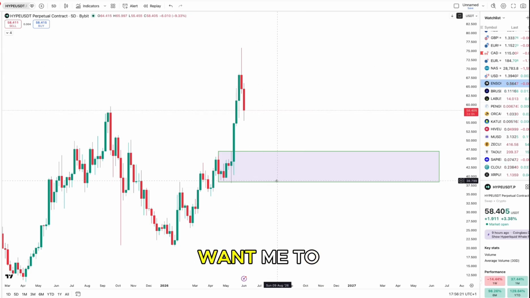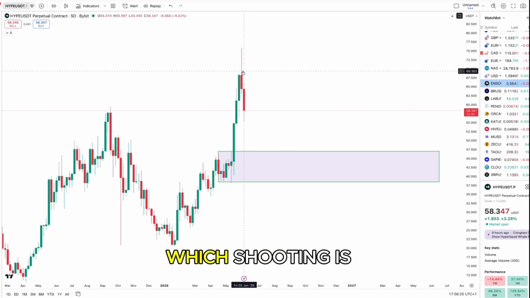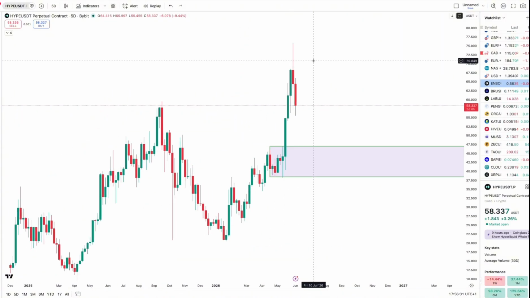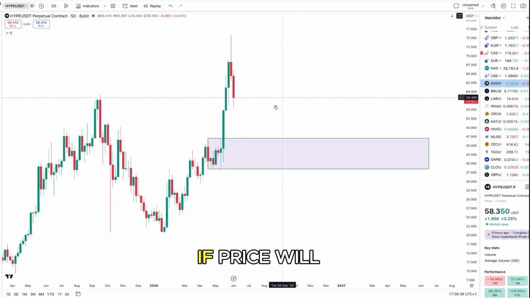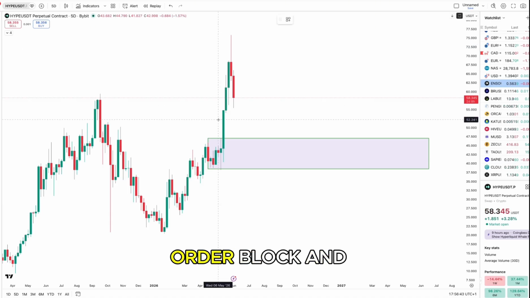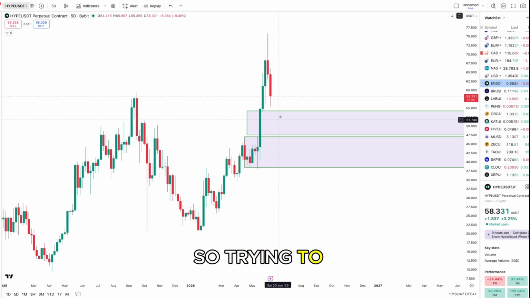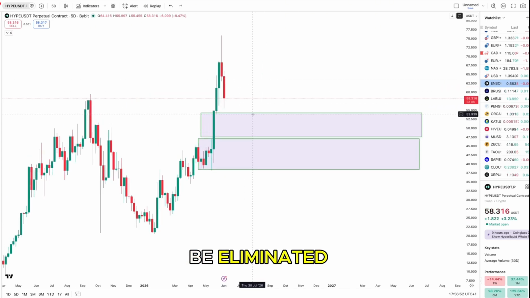How do you want me to short from this? Because this is a trending market, and shorting is least advisable on a trending market, because this is trending up. But you can actually short on a reverse strategy by using chart pattern to take your trade. So let's see if price will get to this zone. Mind you, there is another block and a big gap at this zone. So trying to short also, you will be eliminated.